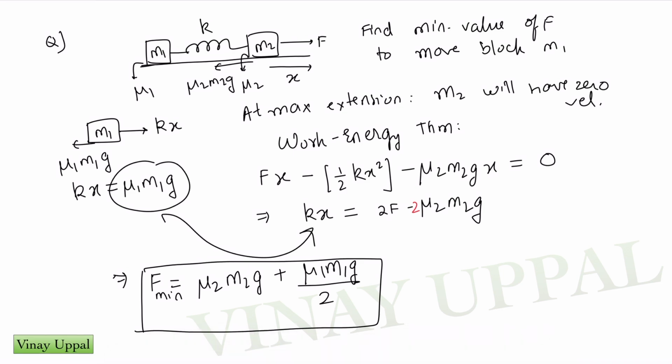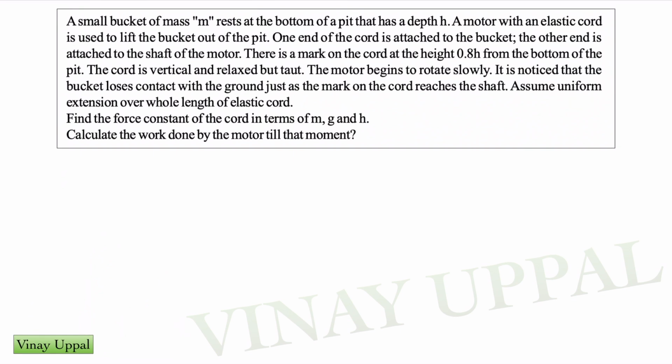Let's take a look at another question. A small bucket of mass m rests at the bottom of a pit that has a depth h. A motor with an elastic cord is used to lift the bucket out of the pit. One end of the cord is attached to the bucket, the other end is attached to the shaft of the motor. So let me just draw the diagram. So there is a pit where there is a bucket of mass m and it's connected to a motor.